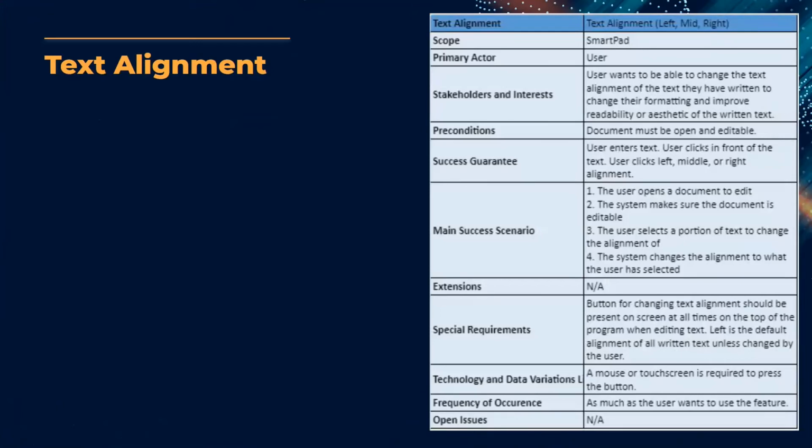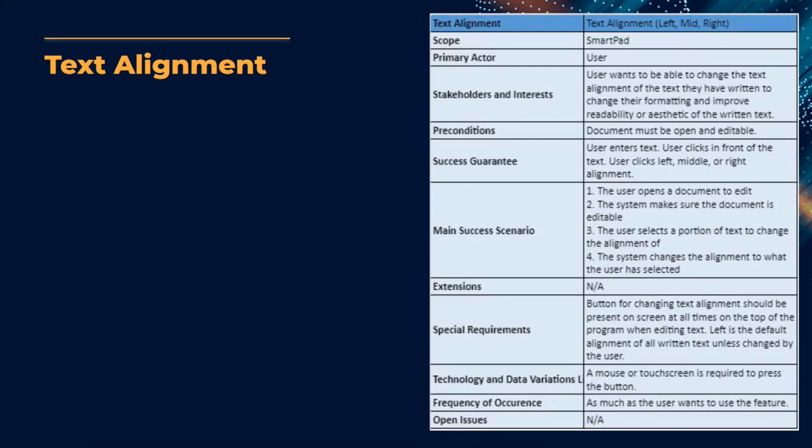All right, I'm Cameron, and this is the text alignment use case. Scope, SmartPad, primary actor, the user. Stakeholders and interests: the user wants to be able to change the text alignment of the text they have written to change their formatting and improve the readability or aesthetic of the written text. Preconditions are that the document is open and editable.